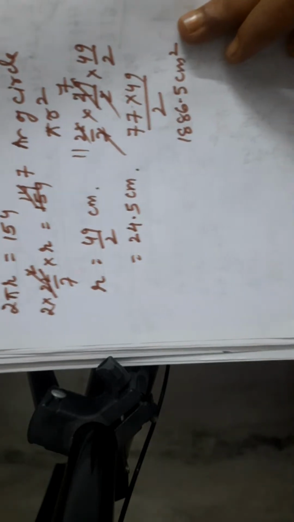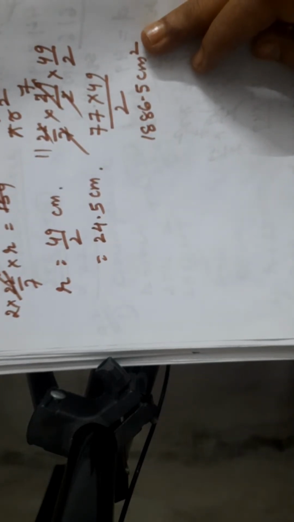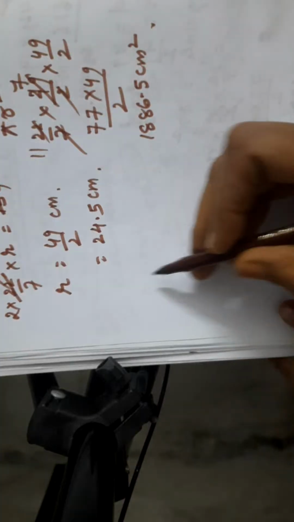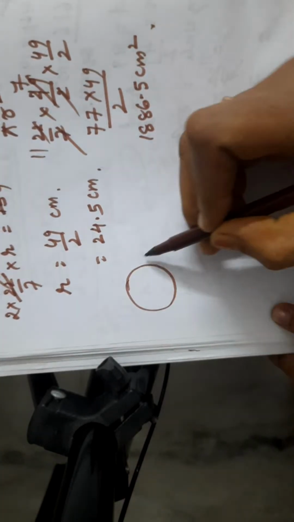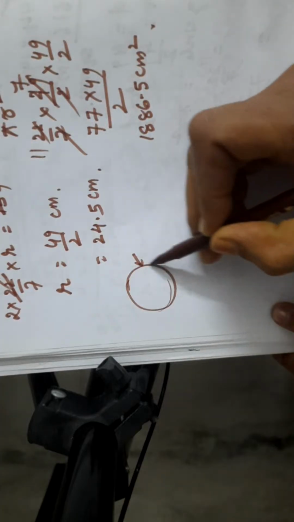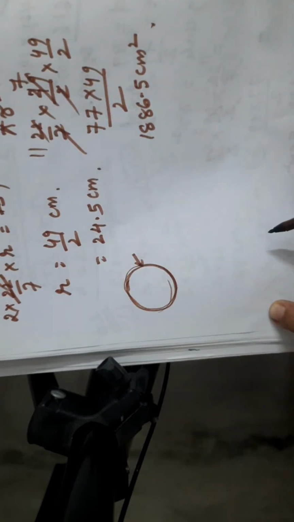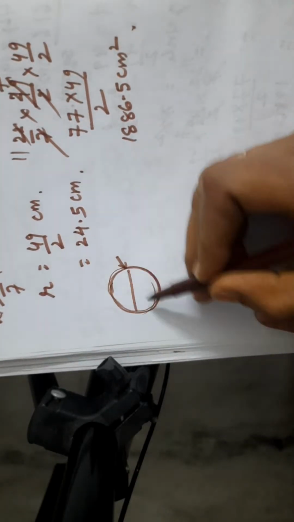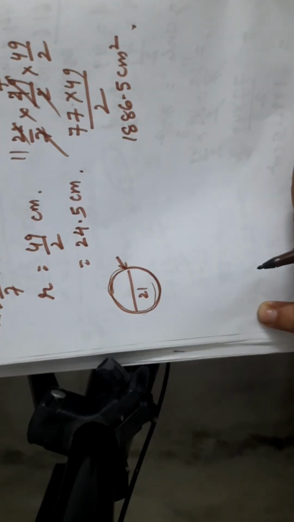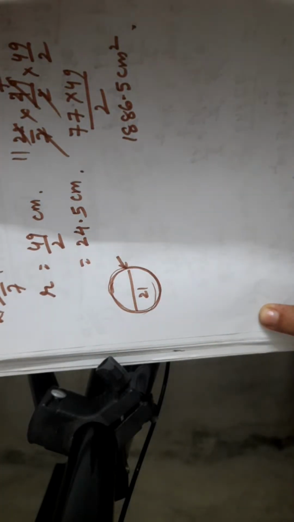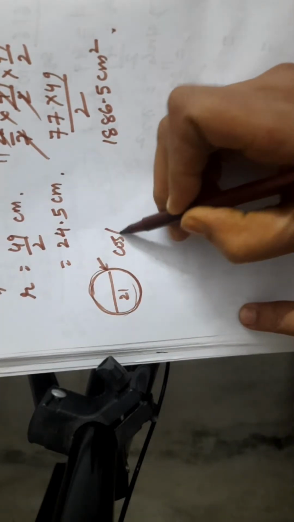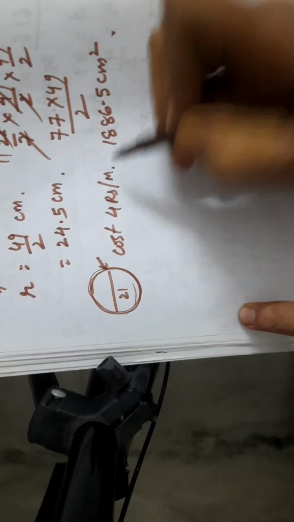Now next question. Here it is given: a gardener wants to fence a circular garden of diameter 21. So here there is a garden. He wants to have fencing around it. Fencing is nothing but circumference. And here the diameter is given as 21. Find the length of the rope he needs to purchase if he makes 2 rounds of the fence. Also find the cost, where the cost is given as 4 rupees per meter.